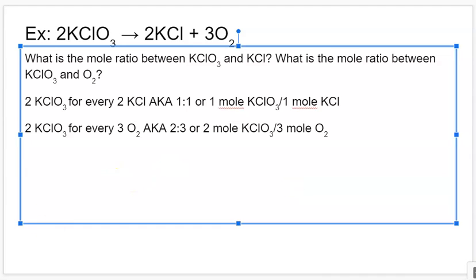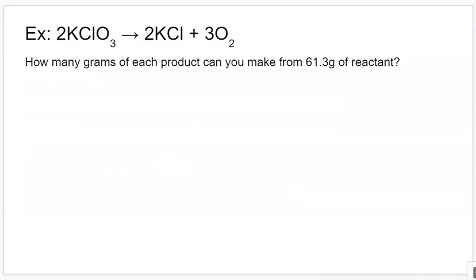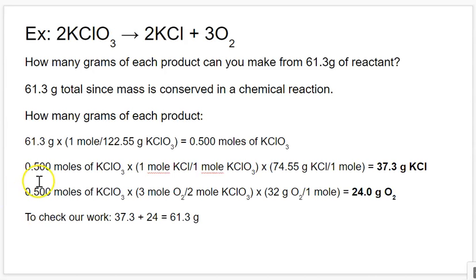All right. Next, let's see how many grams of each product we can make from 61.3 grams of reactant. So we're starting with 61.3 grams of our potassium chlorate, and we want to know how many grams of each of the products we can make. So we're going to need to do those one step at a time. So we start with our 61.3 grams.